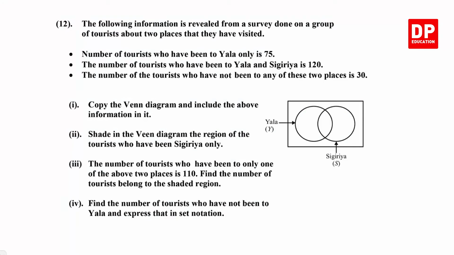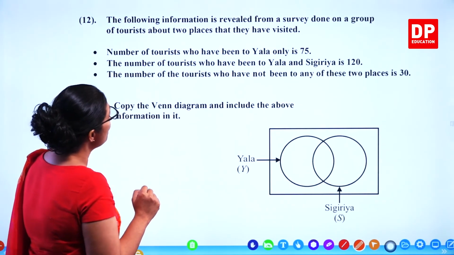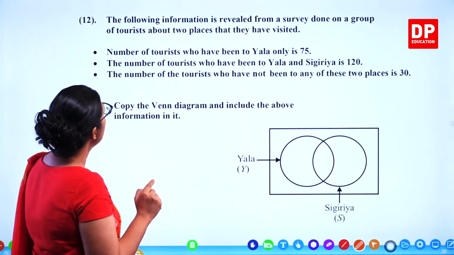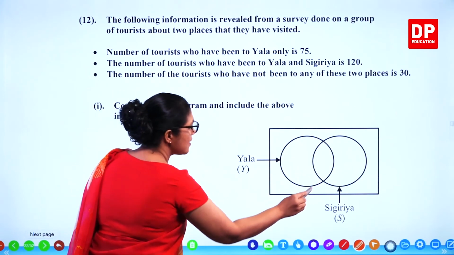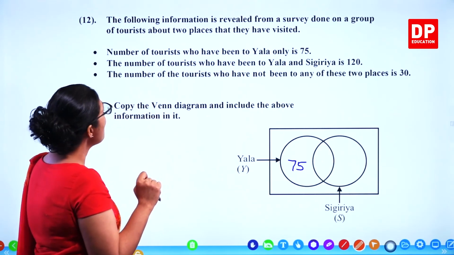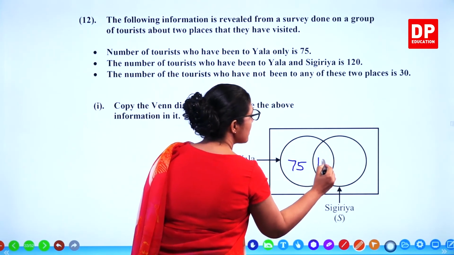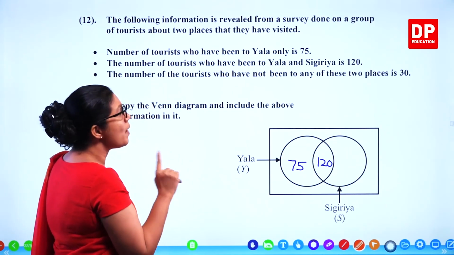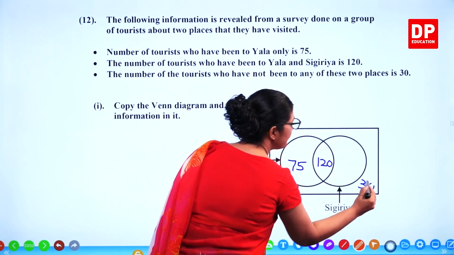This is about Venn diagrams. So 4 parts are there. The following information is revealed from a survey done on a group of tourists about 2 places that they have visited. Number of tourists who have been to Yala only is 75. So this is the Yala circle, and only means here, 75. The number of tourists who have been to Yala and Sigiriya, that's common for both, is 120. The number of tourists who have not been to any of these 2 places is 30. So that means outside the 2 circles, that's 30 here.